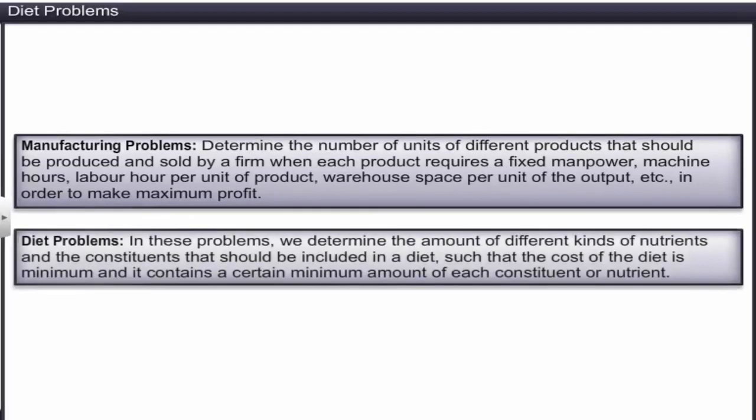In these problems, we determine the amount of different kinds of nutrients and constituents that should be included in a diet, such that the cost of the diet is minimum and it contains a certain minimum amount of each constituent or nutrient. Let us see a problem of this type.